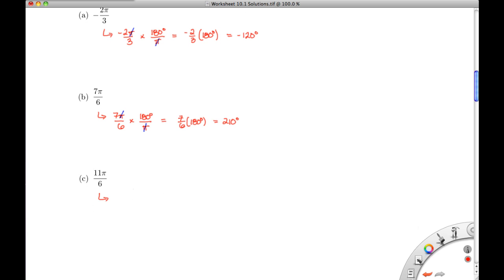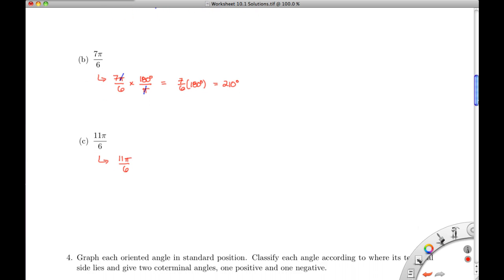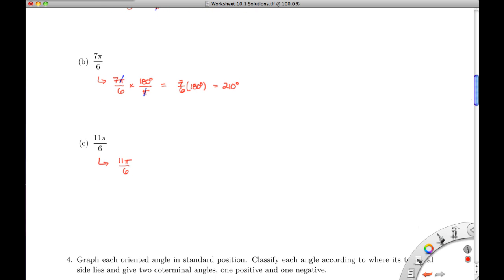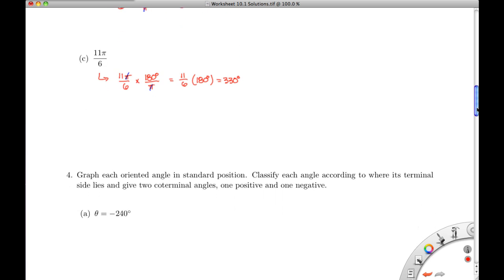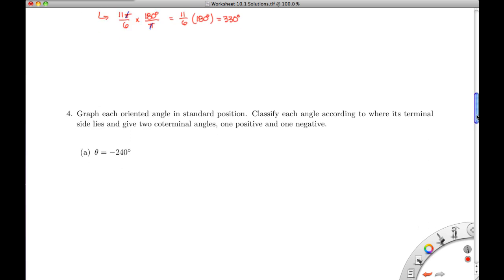And then lastly, 11 pi over 6, we take the radian measure. Now, all of these have pi in them, but sometimes you'll get radian measures that don't have pi in them, but the process is the same. If you're given an angle in radian measure and you want to convert it to degrees, multiply it by 180 degrees divided by pi. In this case, we get 11/6 times 180 degrees, which gives us 330 degrees. Okay, so we've hopefully gotten a little more comfortable in terms of converting between the two types of angle measures we're going to be using.